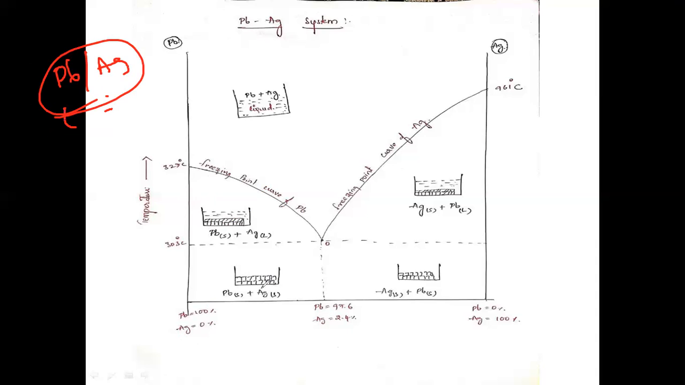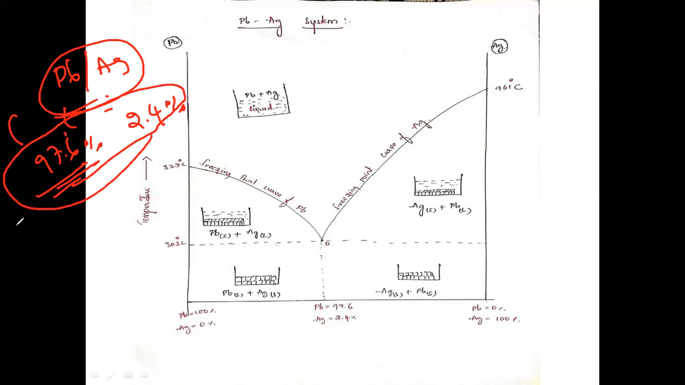ఆ కాంపోజిషన్ ఎంత అంటే 97.6% of Pb and 2.4% of Ag. ఈ రెండు ఎగ్జాక్ట్ ఈ కంపోజిషన్ తీసుకుంటే మనకు యూటెక్టిక్ పాయింట్ వస్తుంది. యూటెక్టిక్ పాయింట్ వస్తుంది అంటే ఈ పర్టికులర్ పాయింట్ దగ్గర it can easily melt, it can easily freeze here.